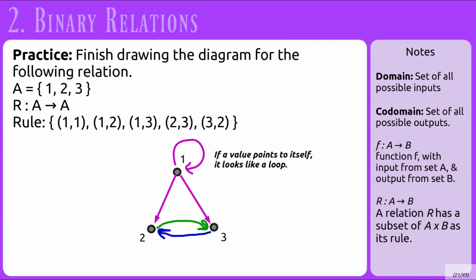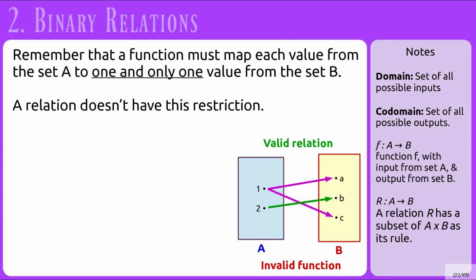If any element points to itself, such as 1 to 1, then it will just have a loop around back to the same node. Now remember that a function must map each value from the set A to one and only one value from the set B. A relation doesn't have this restriction.